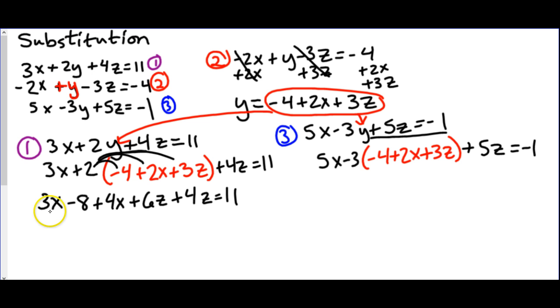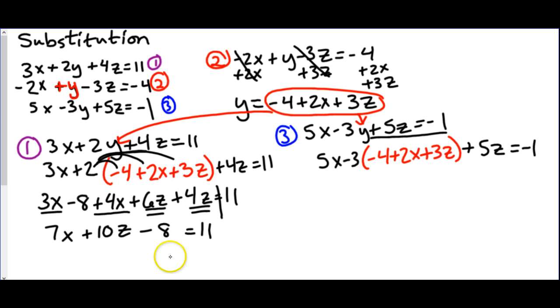Now we combine any like terms on the same side. So on the left side of the equal sign, 3x and 4x will combine, gives me 7x. 6z and 4z will combine, that gives me 10z. Negative 8 does not have anything to combine with, so it's still there. And then we want to combine any like terms on opposite sides. So now let's move the negative 8 over to the other side. So we get 7x plus 10z equals 19. Okay, good so far.